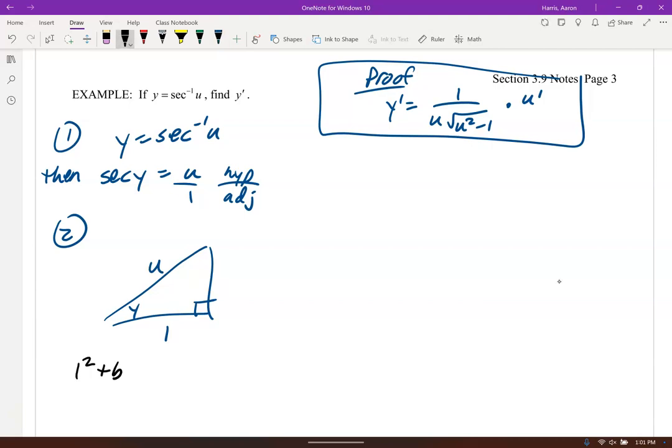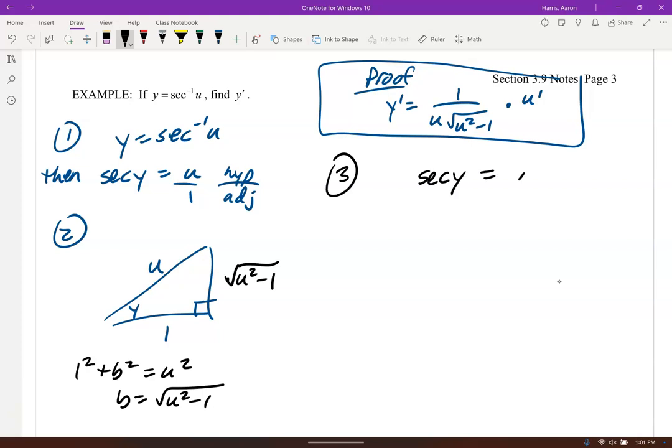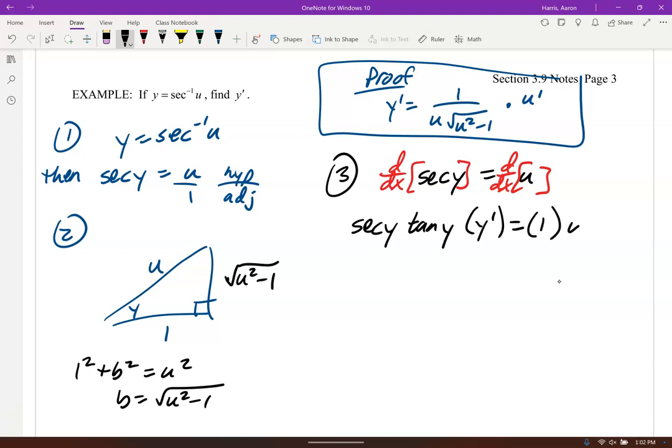So 1 squared plus b squared equals u squared. So b would be the square root of u squared minus 1. Let's put it in there. There's that remaining side. And so we have the secant of y equals u. We're going to take that derivative with respect to x. The derivative of the secant is secant tangent. Variables don't agree, so don't forget you got a y prime here. Derivative of u is just 1, but then variables don't agree, so you got u prime.